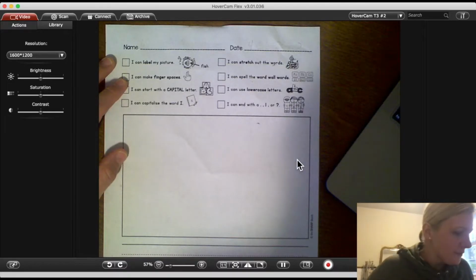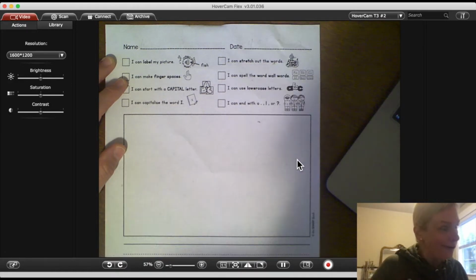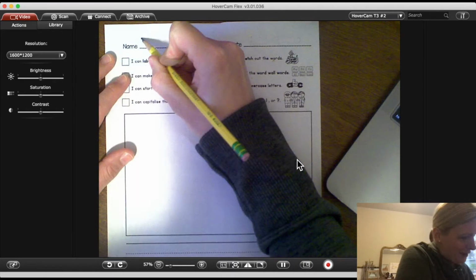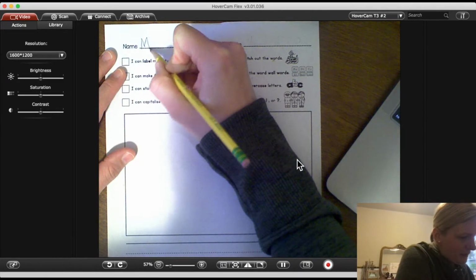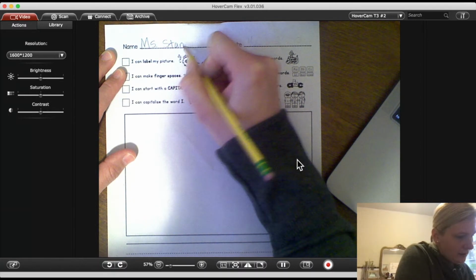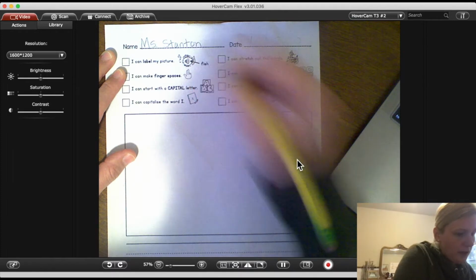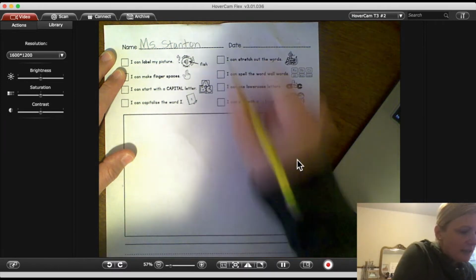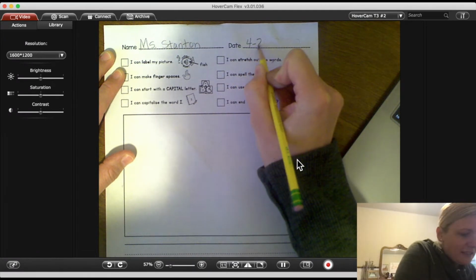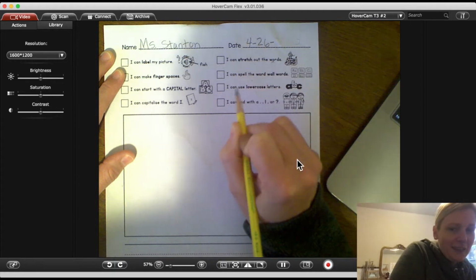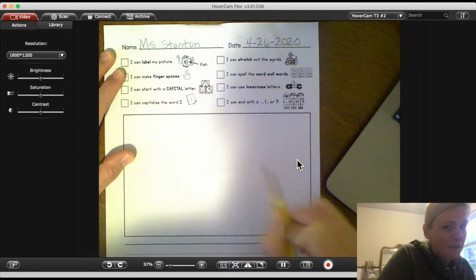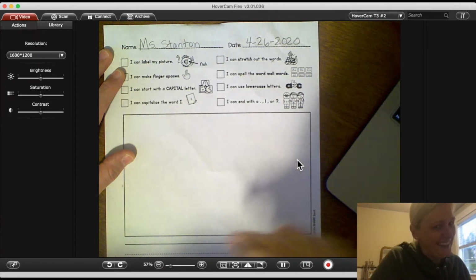Okie dokie, friends. The first thing I'm going to do is write my name. Here I go. And I always start my letters at the top. Miss Stanton. And now I need to write today's date. Today is the 4th month, April. It is the 26th day, and the year is 2020, or as my friend Maddie likes to say, 2020.